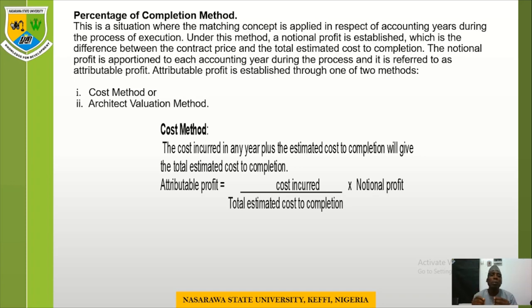And again, the notional profit is normally apportioned to each accounting year during the process, and it is referred to as attributable profit. Listen, where a notional profit is allocated to an accounting year during the process, we refer to such notional profit as attributable profit. And attributable profit is established or computed through one of two methods.